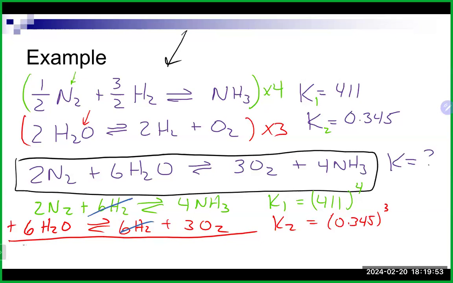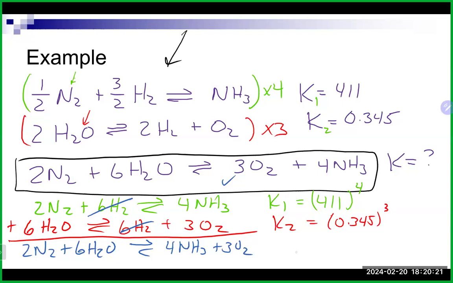Everybody on the left-hand side stays there. So 2N2 plus 6 waters goes to 4 NH3s plus 3 O2s. Doesn't really matter which order you write it, but everybody's on the correct side with the right amount. And we did get the equation that we're looking for. So in this case, we didn't have to do any reversing, but we did have to do some multiplying, right? So again, we want to keep track of what we have to do. Any questions on that so far?